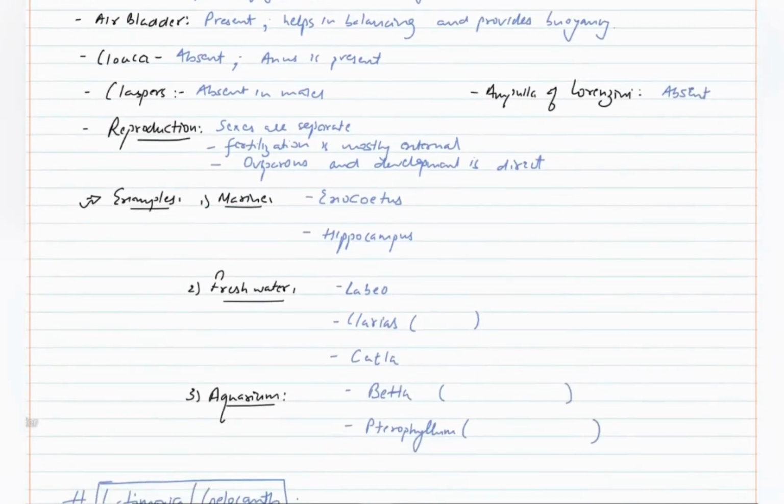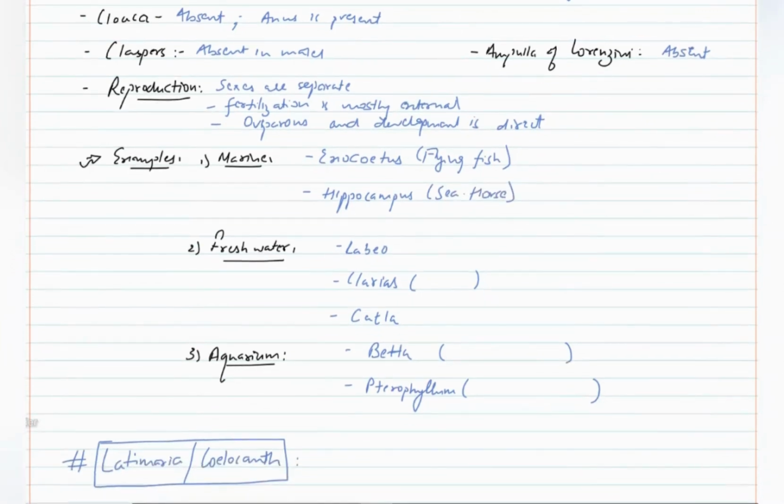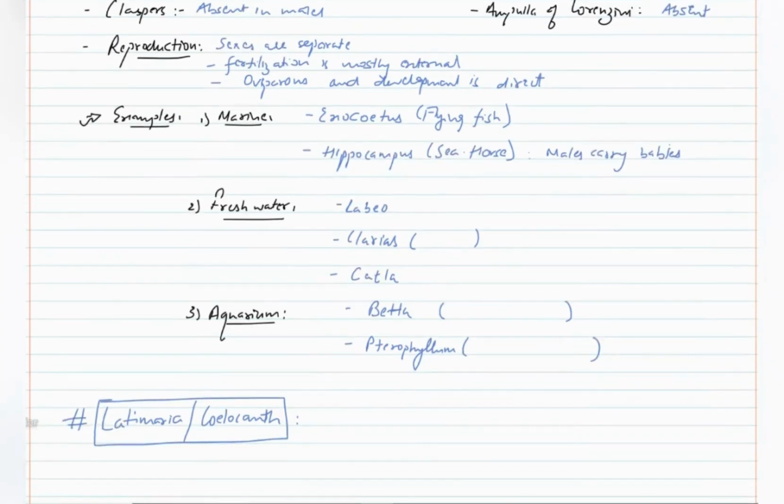Now coming on to examples, in marine fishes we have two examples: Exocoetus, which is also known as flying fish, and Hippocampus, also known as seahorse. In Hippocampus there is a special ability that the males carry babies instead of females, that is, males become pregnant.